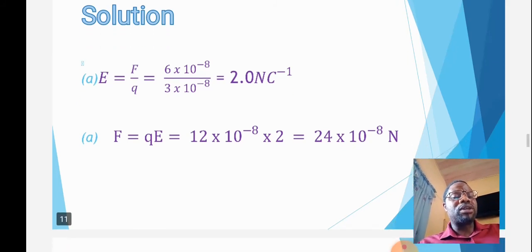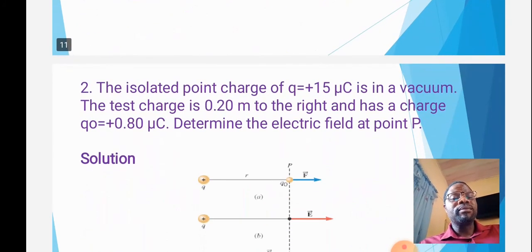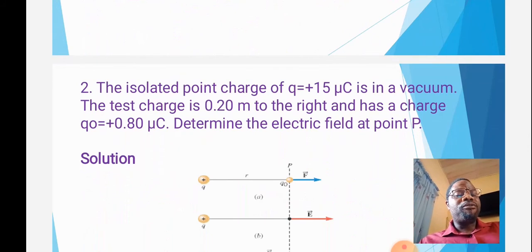Example 2. The isolated point charge of Q equal to plus 15 microcoulomb is in a vacuum. The test charge is 0.2 meter to the right and has a charge Q0 equal to plus 0.8 microcoulomb. Now determine the electric field at P.